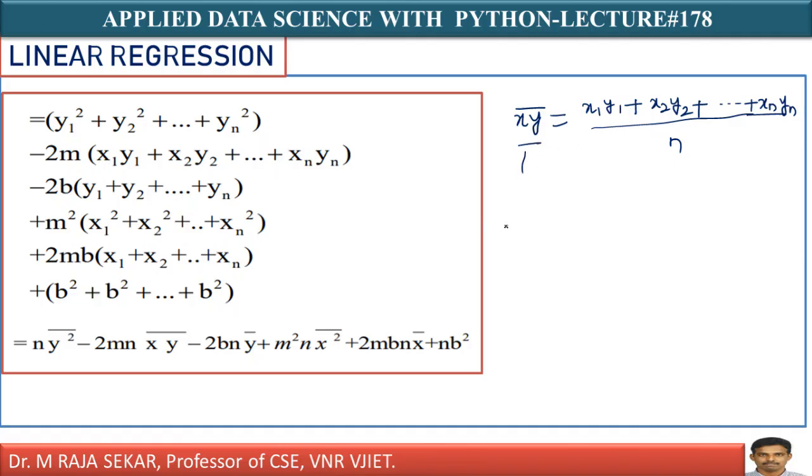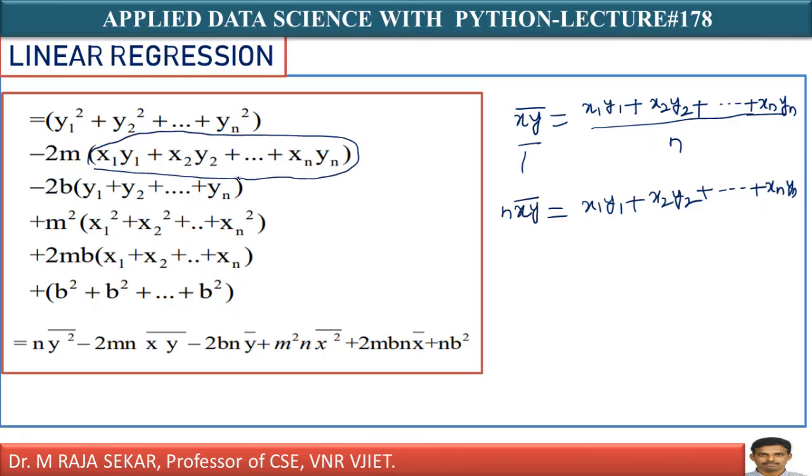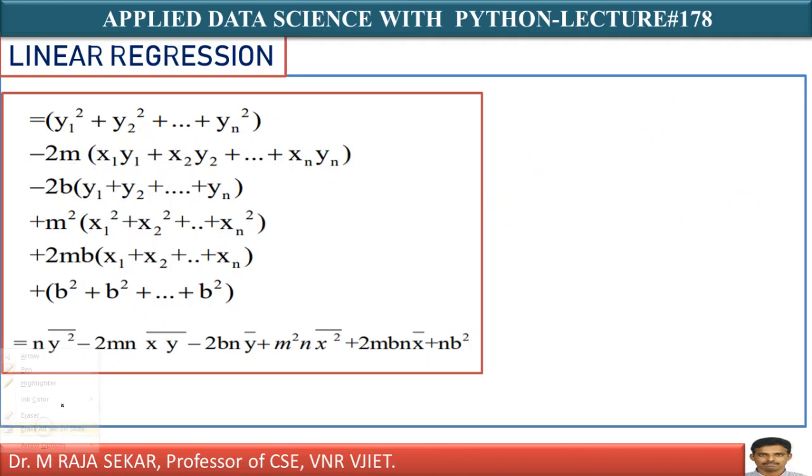Just cross multiply them. n into xy bar equal to x1 y1 plus x2 y2 plus so on xn yn. Therefore, in the place of x1 y1 plus x2 y2 plus so on xn yn, I can write n into xy bar. Minus 2m, in the place of x1 y1 plus x2 y2 plus so on xn yn, I can write n xy bar. Is it okay? Yes, it must be okay. It is simple and straightforward.